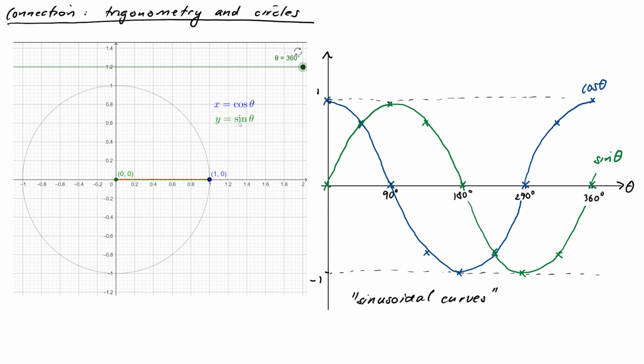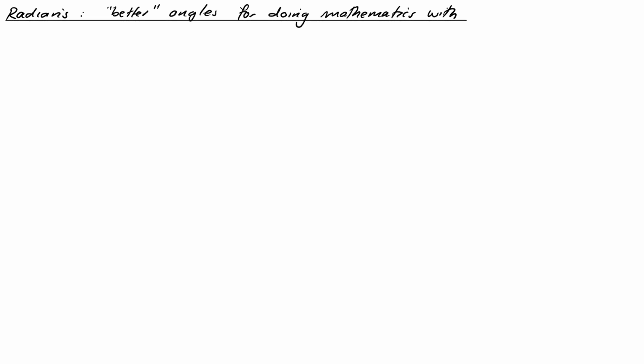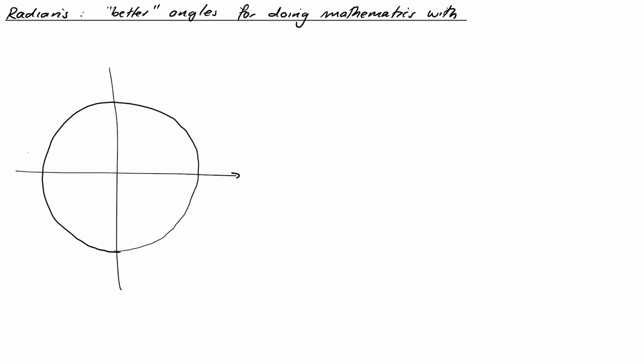Now the next thing we're going to cover that we didn't do earlier on is radians, and these are a better measurement of angles for actually doing mathematics with. Okay, what might be a radian, you might ask? Well, let's return to our sketch of the unit circle. So once again, we'll put on an angle of theta.